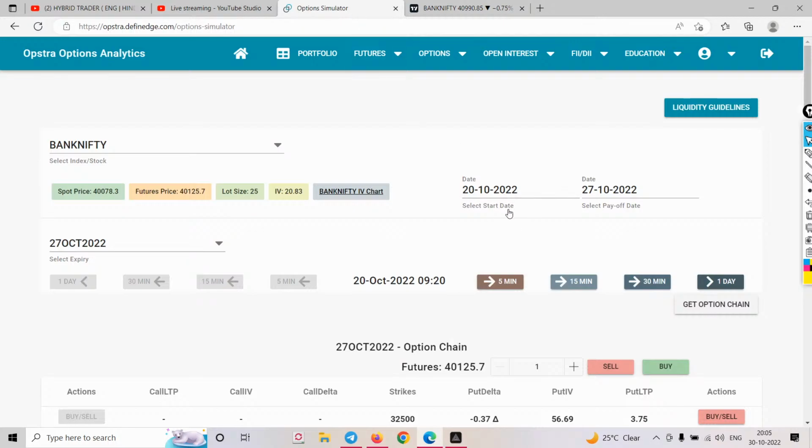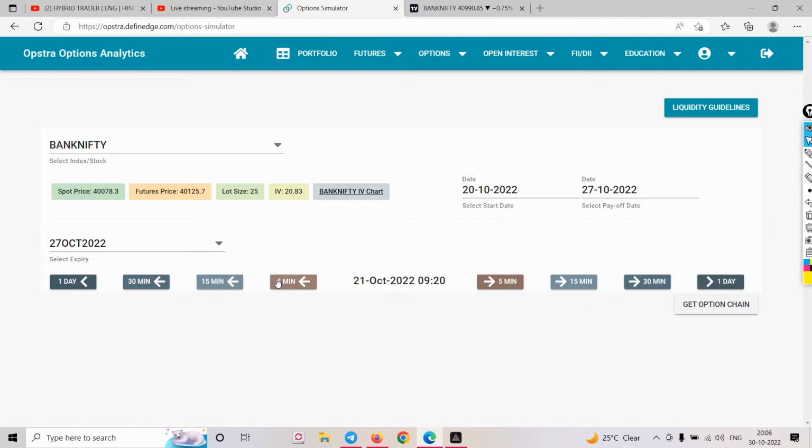Simple. Let me take you to the simulator. I am doing it for Bank Nifty for 27th October. 28th is the start date, 27th is the expiry. I'll take you to 3 p.m. This is what we do. So this is your 3 p.m., and we are going to deploy.